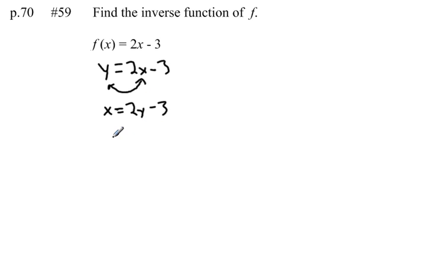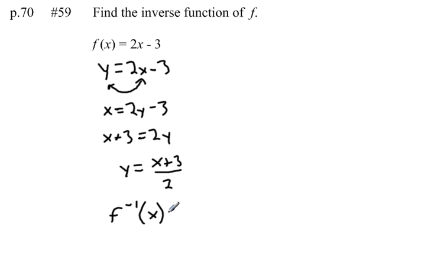So if I add 3 to both sides, that gives me x plus 3 equals 2y. And then if I divide both sides by 2, I get y equals x plus 3 divided by 2. And I can write that 1/2 x plus 3 halves if I choose, or I can leave it as is. But I should probably write it in this format and say the inverse of f of x is equal to x plus 3 over 2.